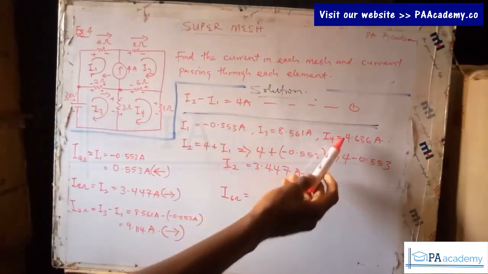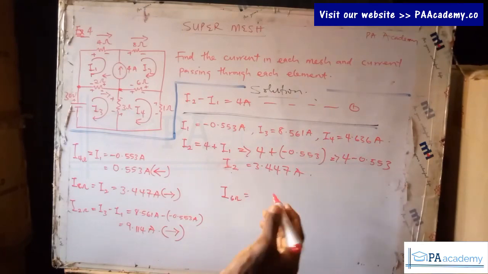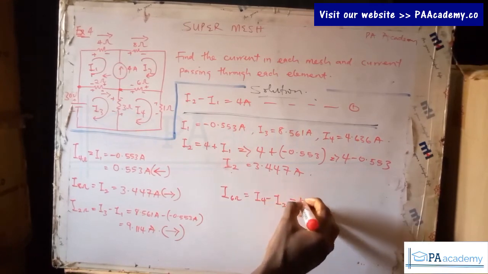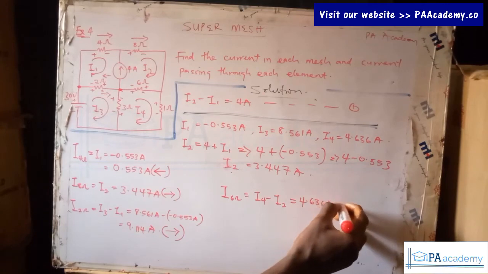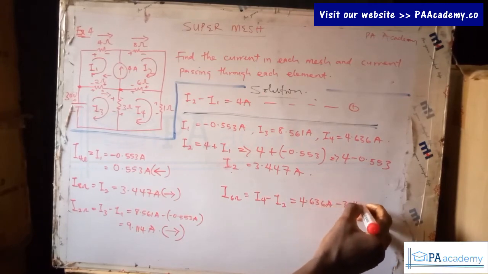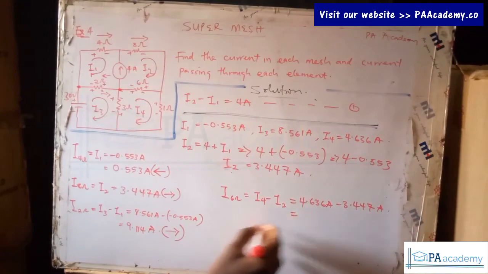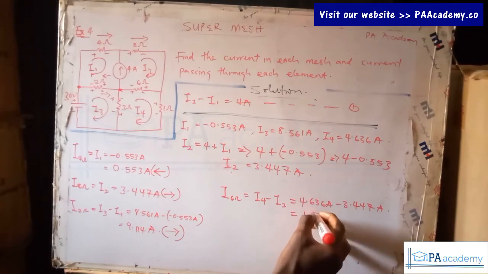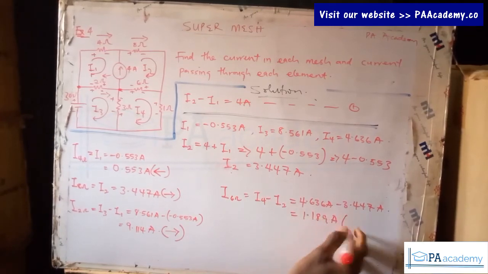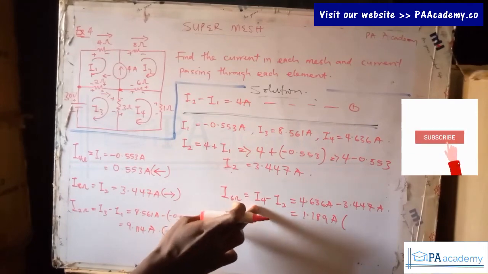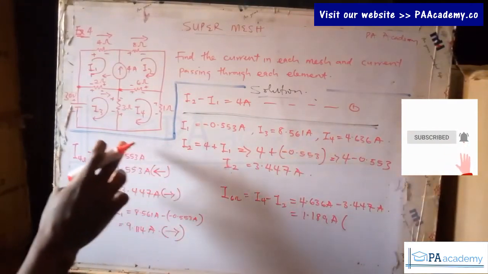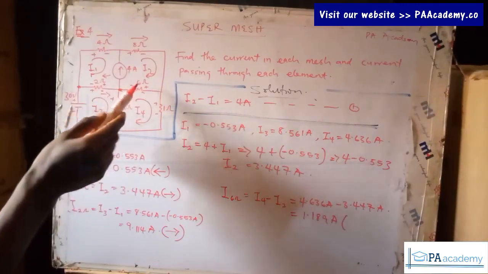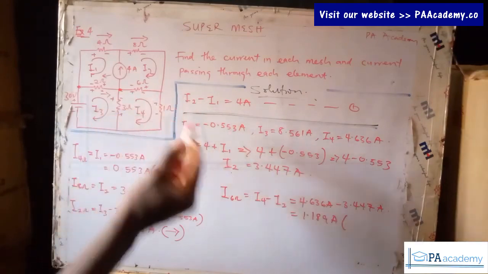Which one is higher? I4 is higher than I2. So that means we are going to have I4 minus I2, which will be 4.636 amperes minus 3.447 amperes. And that will give us 1.189 amperes. And don't forget the direction will be the direction of I4, because I4 is higher than I2. If you look at the direction of I4 at the 6 ohm resistor, you see that it is towards this direction.